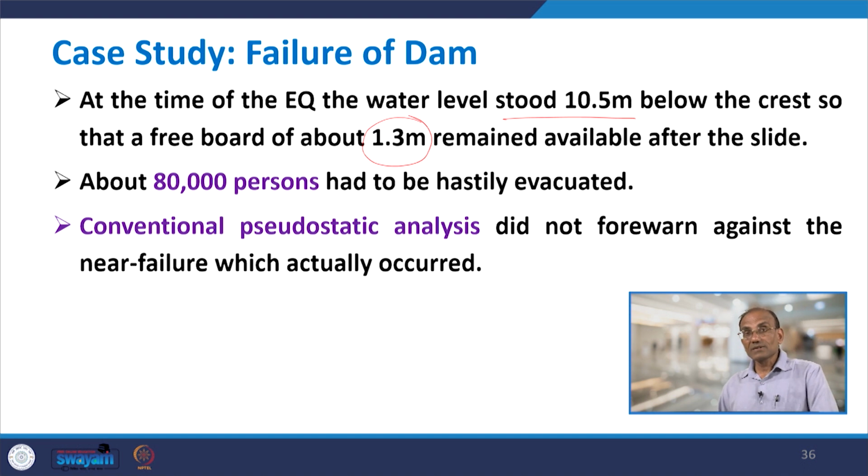About 80,000 persons had to be evacuated in a very hurried manner, and conventional pseudostatic analysis did not forewarn against the near failure which actually occurred for this dam. So, later on it was said that pseudostatic analysis may not be enough for dams, and we are going to talk about that in module 5.